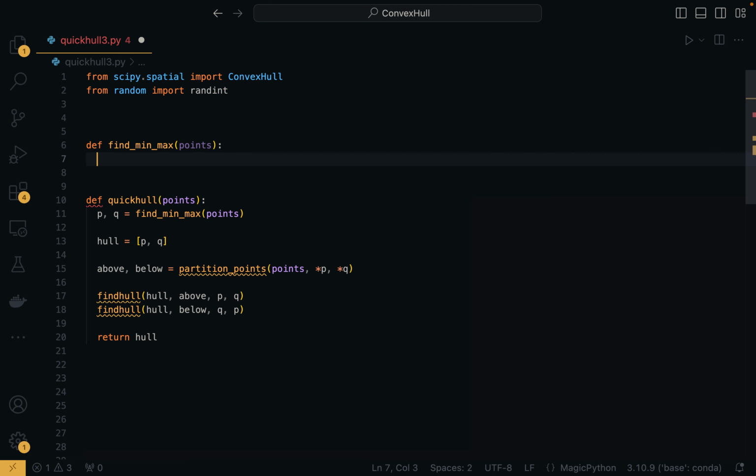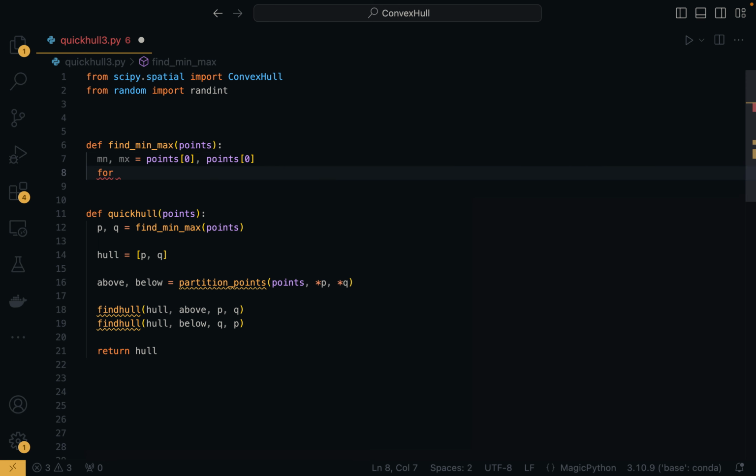Also remember though that if there's a tie, we use the y value that's minimum for the minimum x value, and the y value that's maximum for the maximum x coordinate. So let's initialize those. So I just like to keep it simple, and I'll just say points 0, 0. So I initialize the minimum and maximum to the same thing initially. So because I've used this first point, I can start off at the next index.